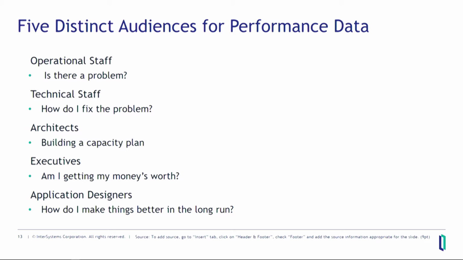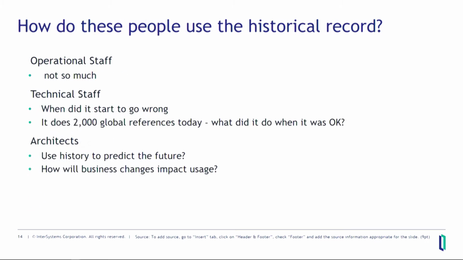Architects, they're building a capacity plan. They probably want much higher level information. They want long-term trends. The executives, their question is, am I getting my money's worth? I'm paying $1 million a year for this application. What am I getting for it? Am I getting the right level of service? And they don't want any technical mumbo-jumbo. That's what they want. And then the fifth person is the application designer, which is, again, I'm going to emphasize this closed circle where the information is getting back to the designers of the application on a systematic basis, not just at crisis time. And they're looking for things.